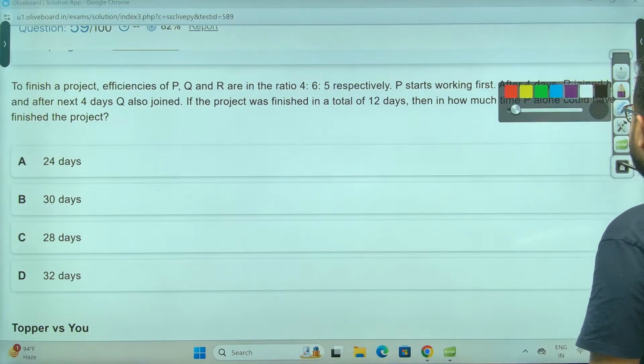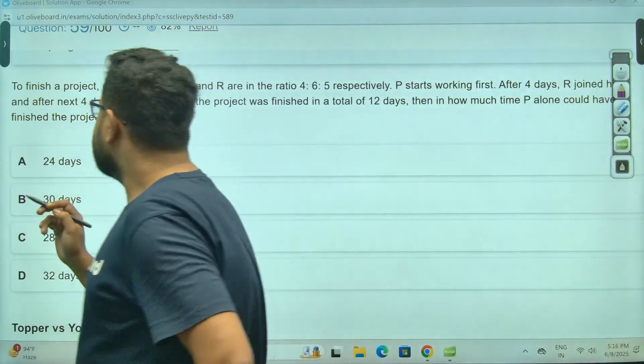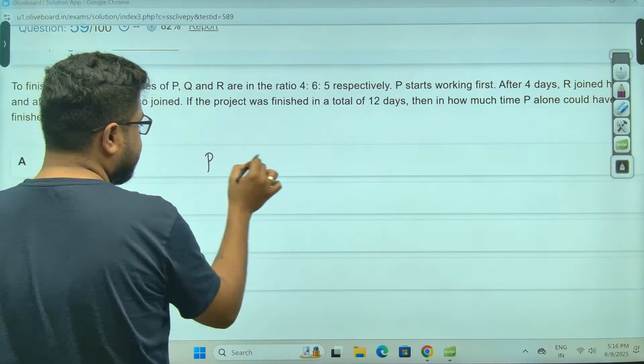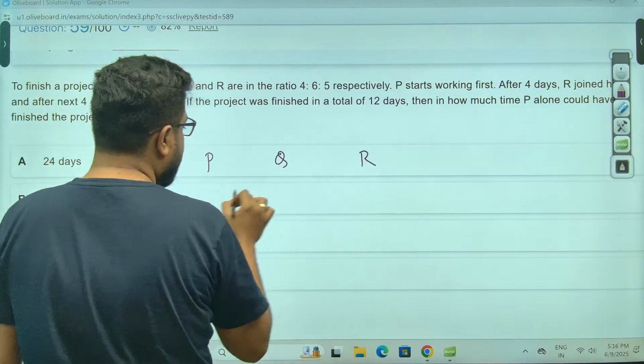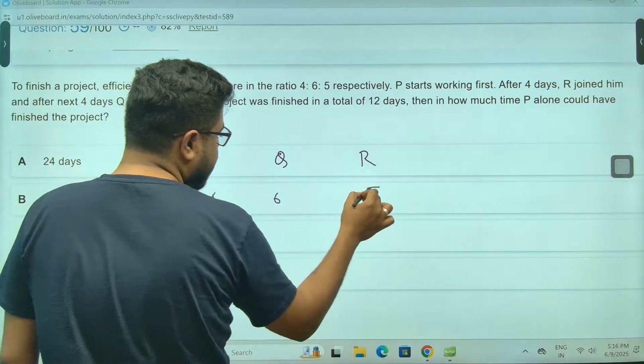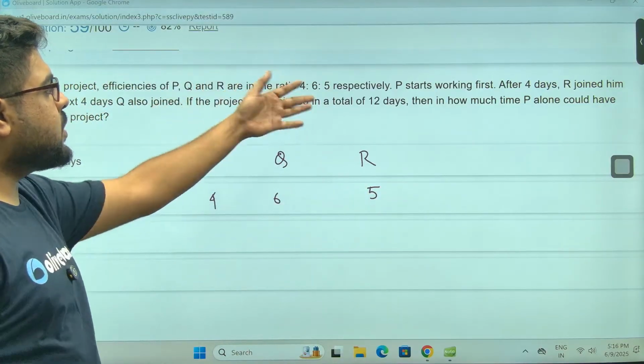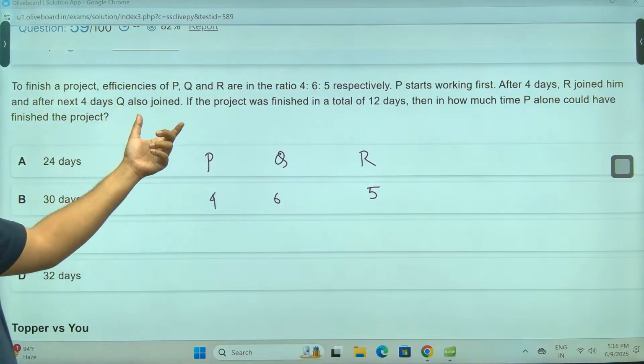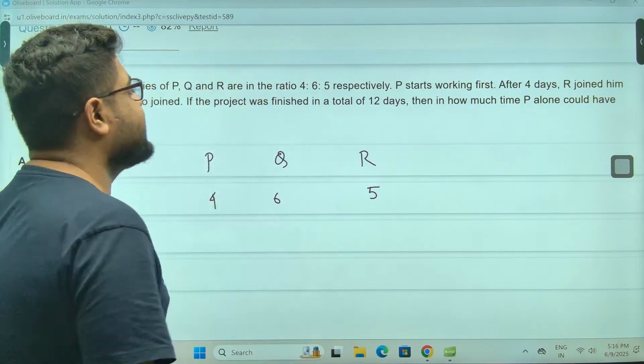ये red color is not good. चलिए. Sir, to finish a project, the efficiencies of P, Q, and R. अच्छा sir, efficiency ratio is given 4, 6, and 5. Okay. P starts working first, after 4 days R joined. Next 4 days after Q joined. Total 12 days.